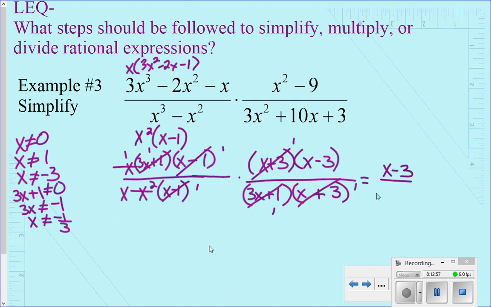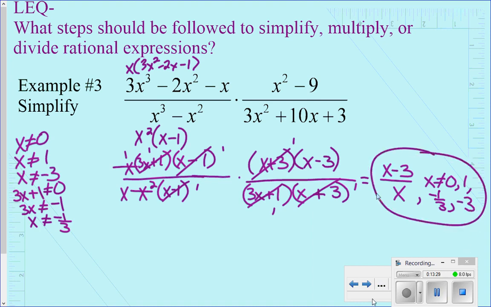X times 1 times 1 times 1 is x. Now keep in mind, once again, you cannot cross off those x's because this is minus. This is not a common factor. It's not being multiplied. So I cannot cross off the x's. So that's my answer. I'm going to include my domain restrictions. So we said x cannot equal 0, 1, -1/3, or -3. So that is my final answer.